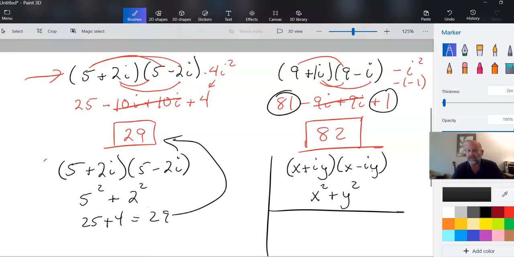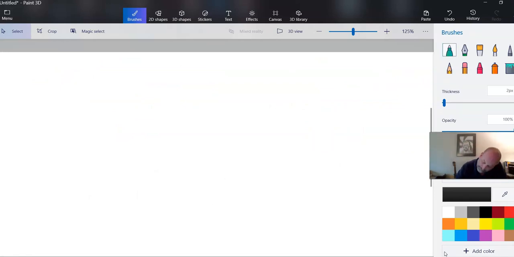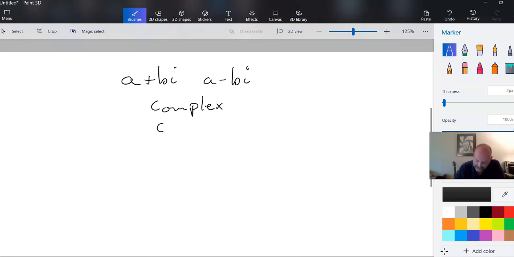Okay, so let's take a look at the next thing. I'll be using that shortcut as we go through because we actually need these. We need this pattern to do division. I think I've mentioned it before, and hopefully it's been mentioned in other classes, that whenever you have a plus bi and a minus bi, right? These are complex conjugates.